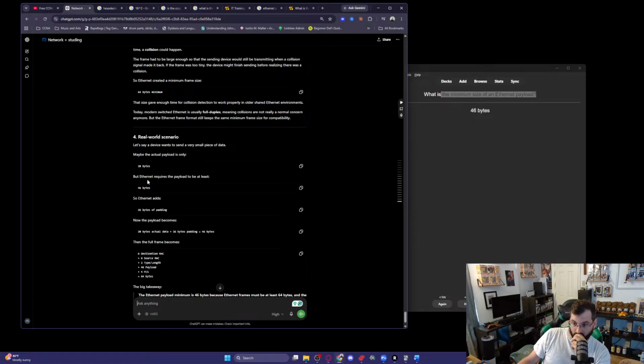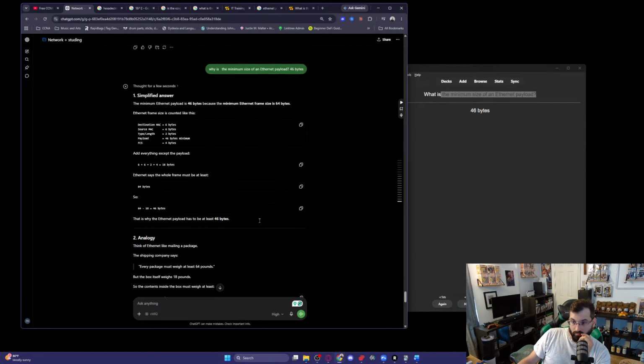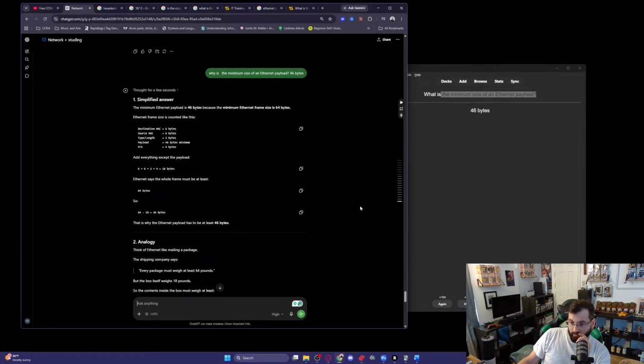Maybe the actual payload is only 20, but Ethernet requires more, so it puts in padding. So add everything. Those are all bytes. So Ethernet says the whole frame must be at least that size. Okay, so add everything except the payload. Okay, I think I understand.